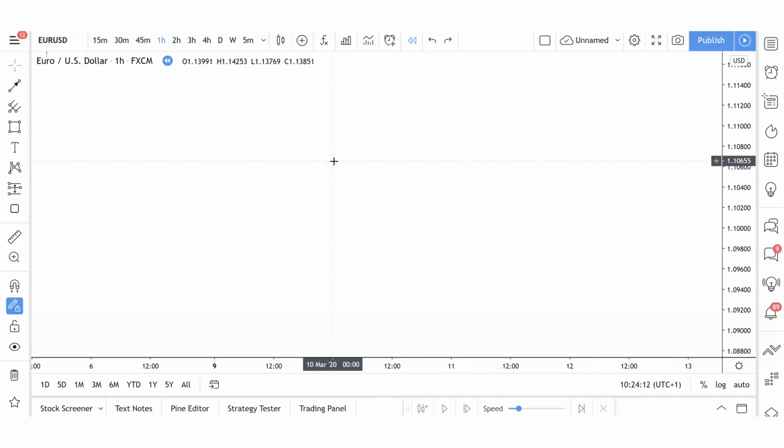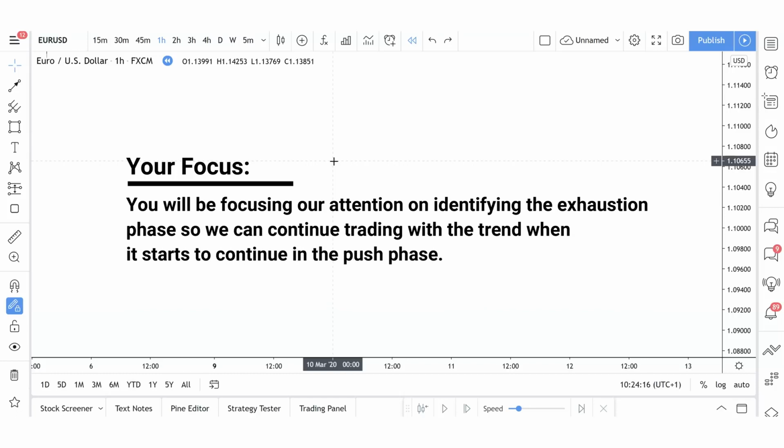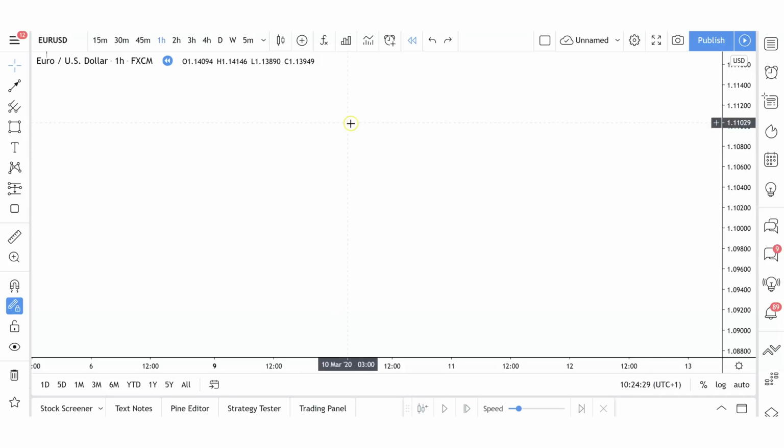So in its simplest form, you will be focusing all your attention on identifying the exhaustion phase so that you can continue trading with the trend when it starts to continue in the push phase, or as we called it, the continuation phase. So let's take a look at two patterns that you're going to be identifying as part of this break and retest strategy.